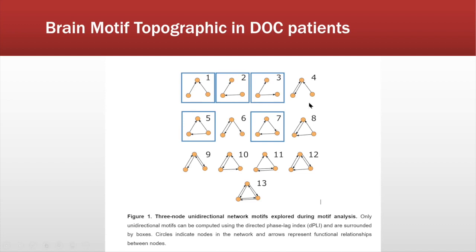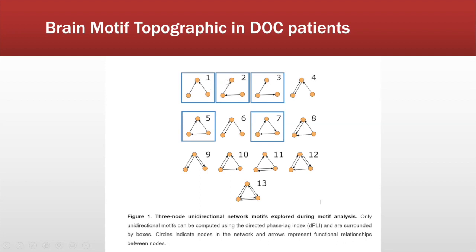So when you develop a brain network, specifically a directed brain network, you can look at many different characteristics, including brain motifs. If you have a three-node motif, there are 13 possible configurations. However, if you are looking at a metric like directed phase lag index, which is only pointing in one direction, there are only 5 possible motifs that are available to you.